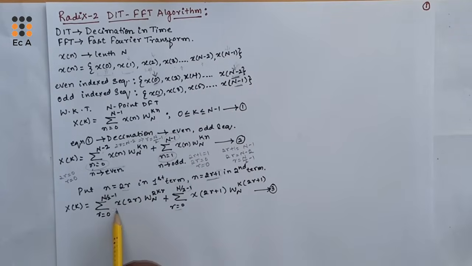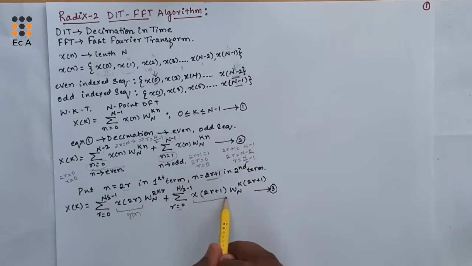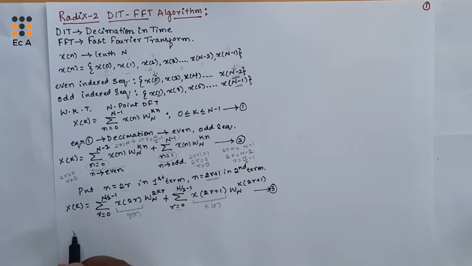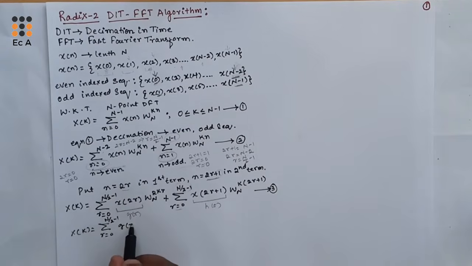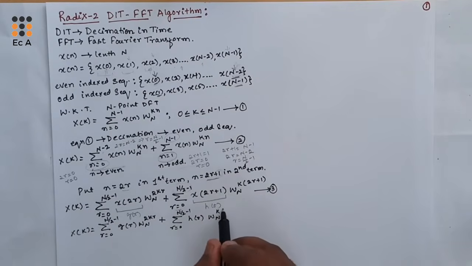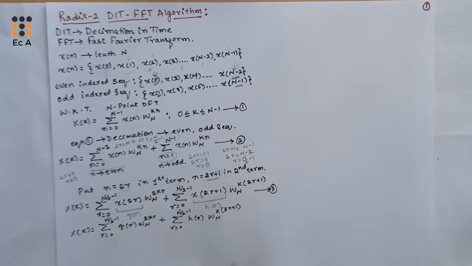Let us replace x of 2r with g of r and x of 2r plus 1 with h of r. So, we can write the above equation as X of k equal to summation of r equal to 0 to N by 2 minus 1 g of r W_N to the power of 2kr plus summation of r equal to 0 to N by 2 minus 1 h of r W_N to the power of k into 2r plus 1.